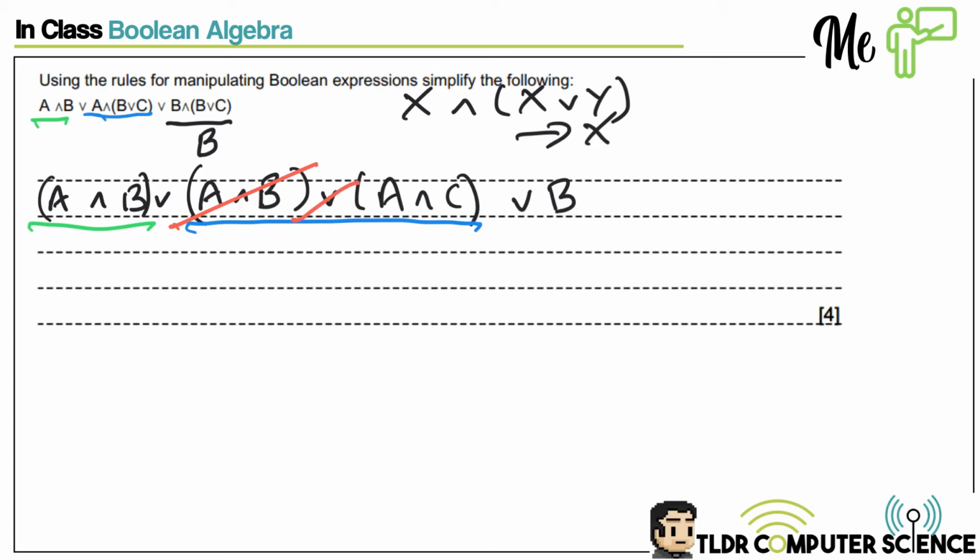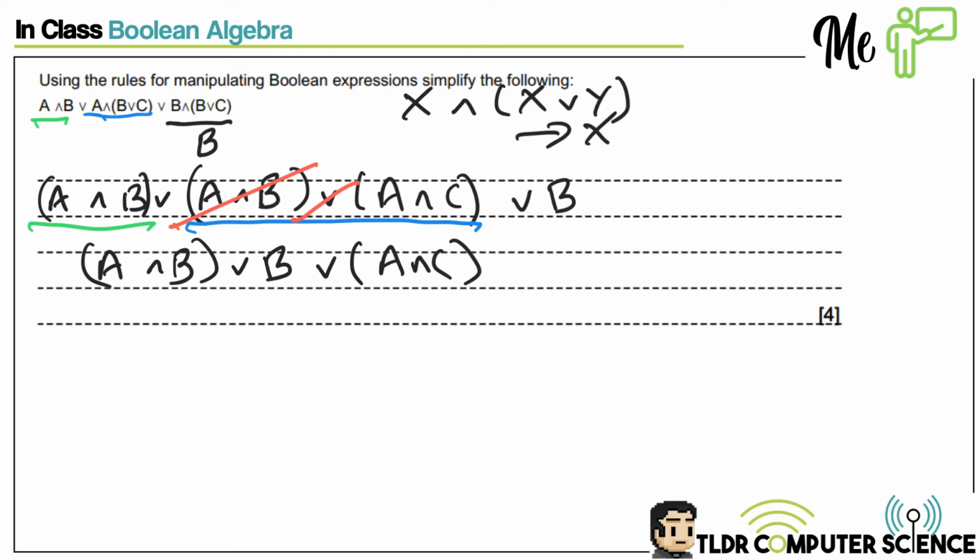So let's write it out again. So we've got A and B, and I'm going to write this here, or B. So I've stuck that one over there. Or A and C. Now, what else can we see here? The first one becomes just B, right? How does it become just B?